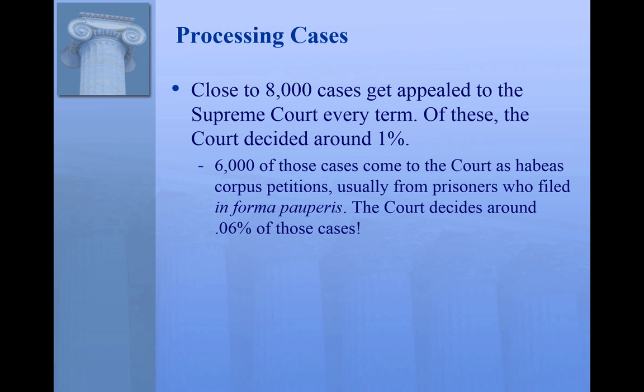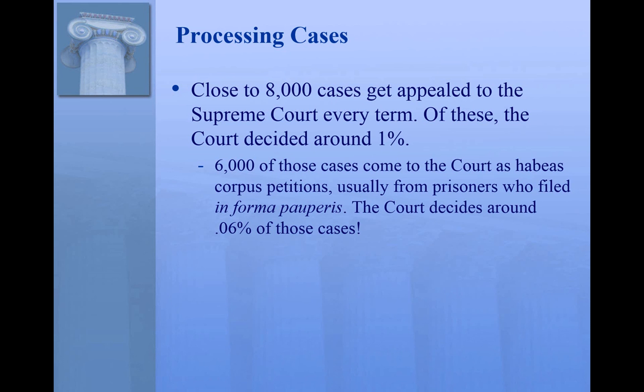Furthermore, about 6,000 of those cases that come to the court come to it as habeas corpus petitions. These are usually petitions from prisoners, people already incarcerated, and they usually file what's called in forma pauperis, which simply means in the form of a pauper, someone who has no monetary resources, and so the court makes special provision for them. Of those 6,000 cases, only 0.06% get decided by the Supreme Court.